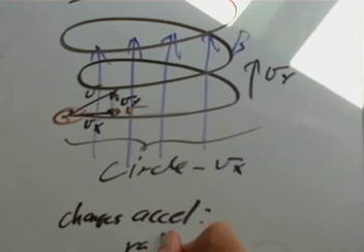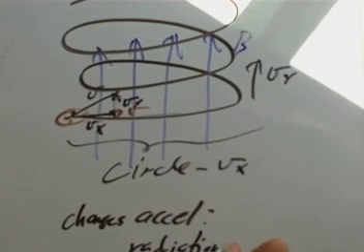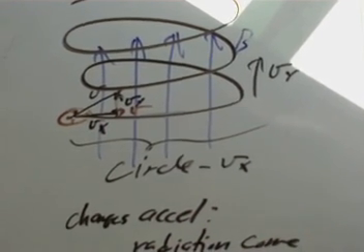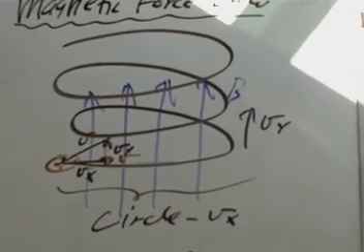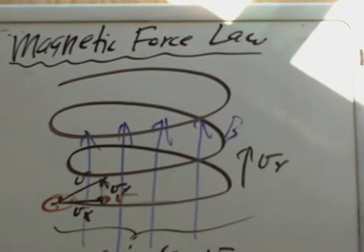And so that's another idea out there: whenever charges accelerate, radiation comes off of them. They generate radiation and become little radio transmitters. And in the case of the northern lights, you can actually see it with your eyes. So anyway, that's the magnetic force law, QV cross B.